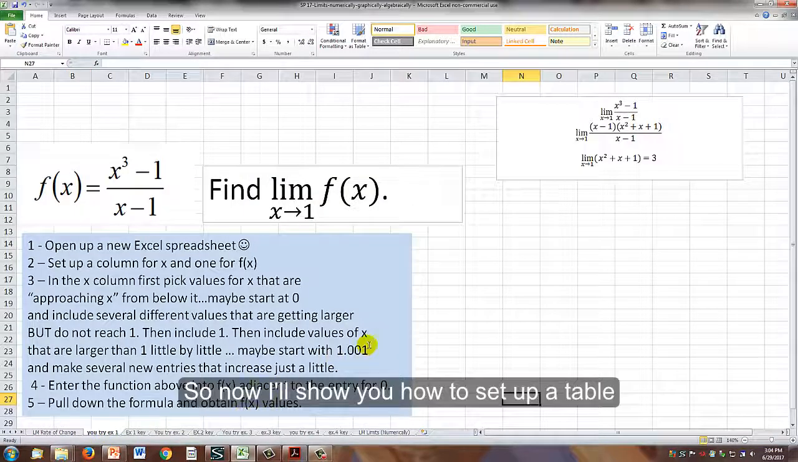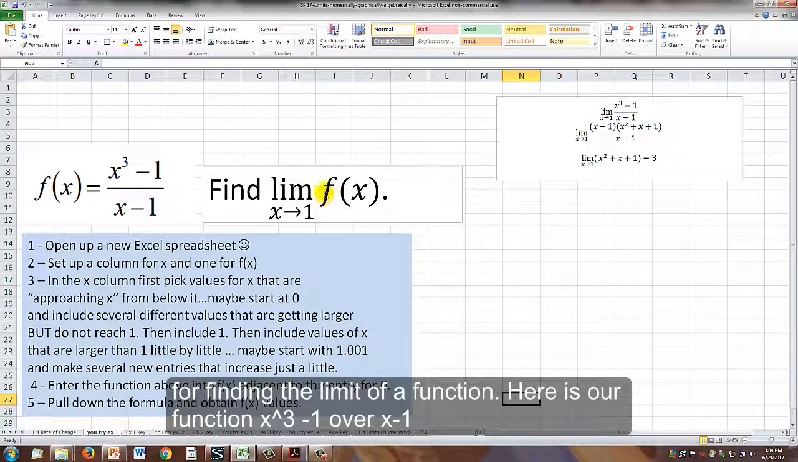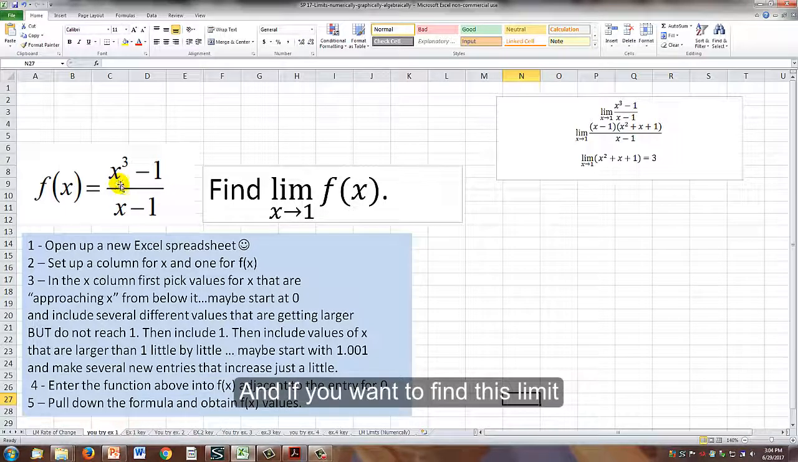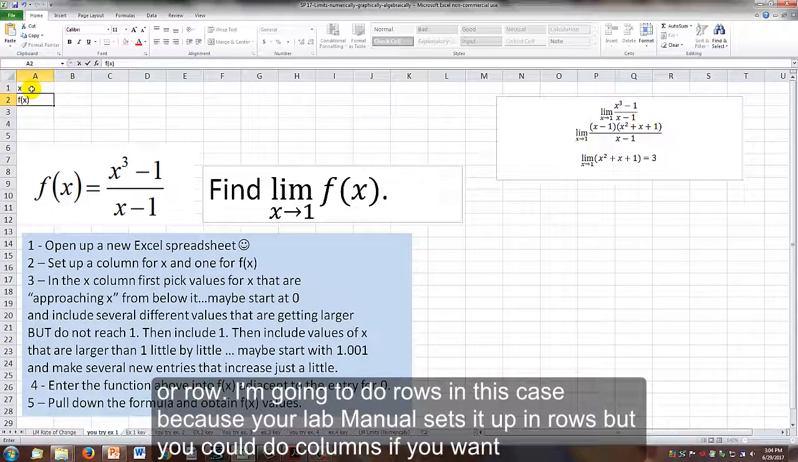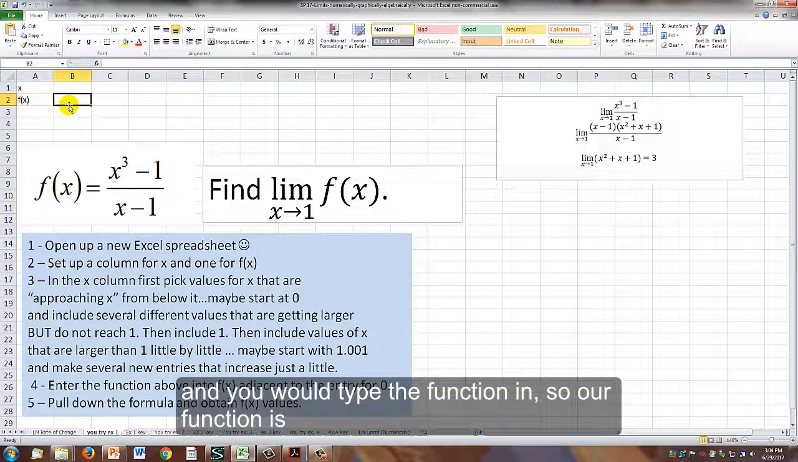So now I'll show you how to set up a table for finding the limit of a function. Here is our function (x cubed minus 1) over (x minus 1). If you want to find the limit of this function as x approaches 1 numerically, you want to set up an x column or a row. I'm going to do rows in this case because your lab manual sets it up in rows, but you could do columns if you want. And you would type the function in.